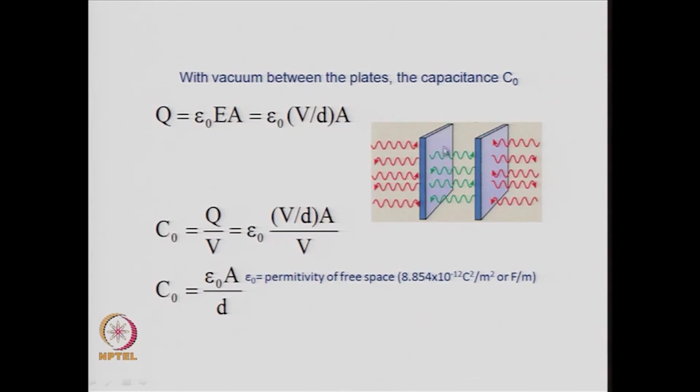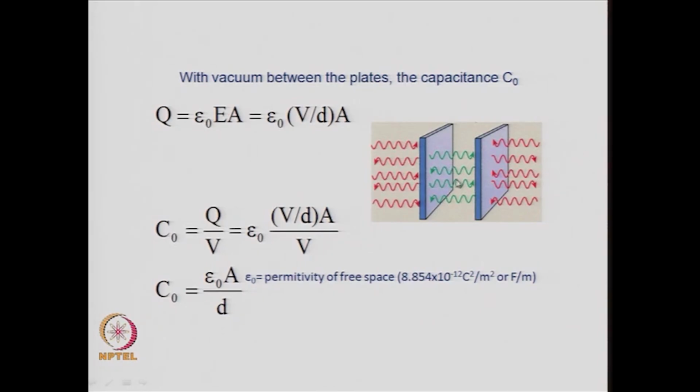Then the total charge, capital Q, developed on one of these electrodes is given by this equation, where epsilon naught is called the permittivity of free space, and E is of course the electric field, which is equal to the electric potential divided by the distance, and A is the cross-sectional area. Epsilon naught is the permittivity of free space, meaning the medium right now is vacuum, and hence when you calculate this you use epsilon naught.